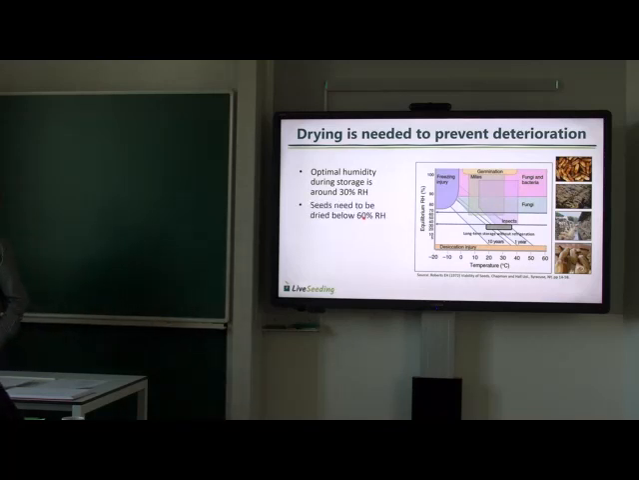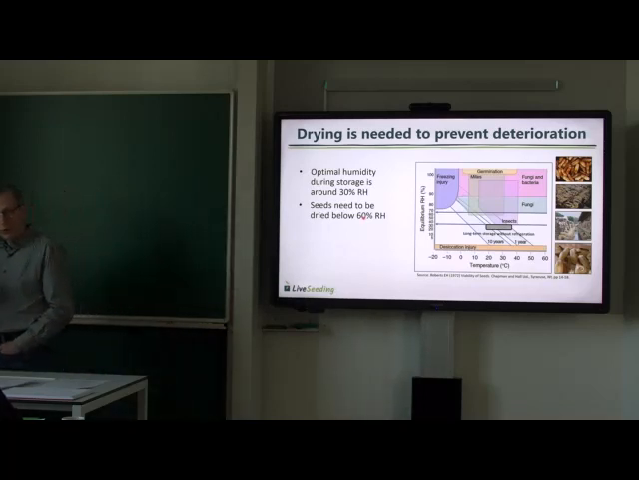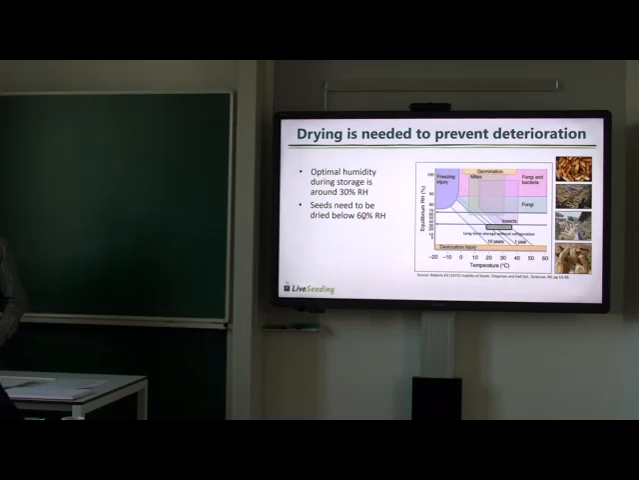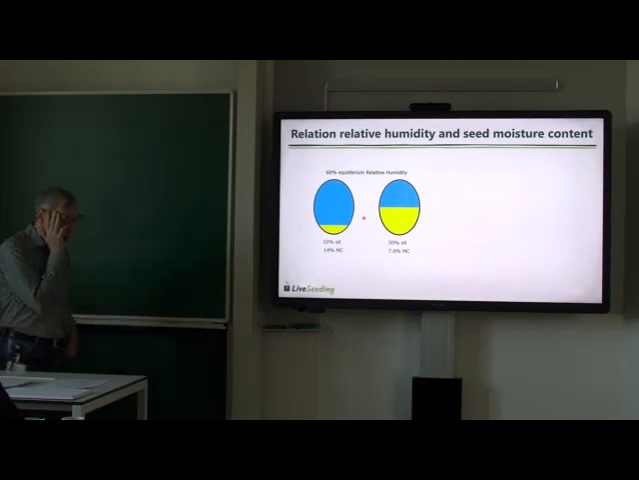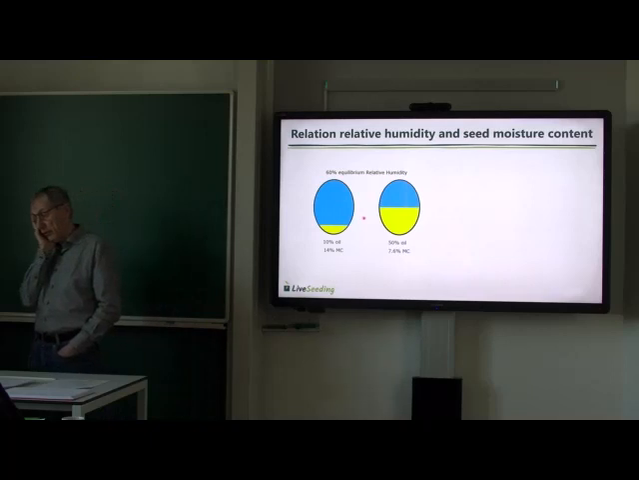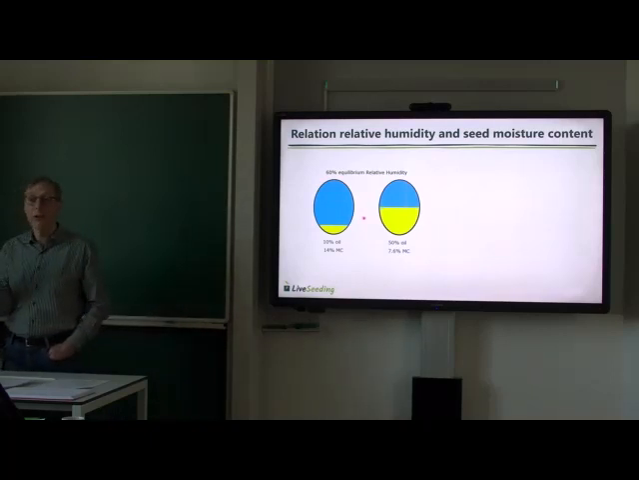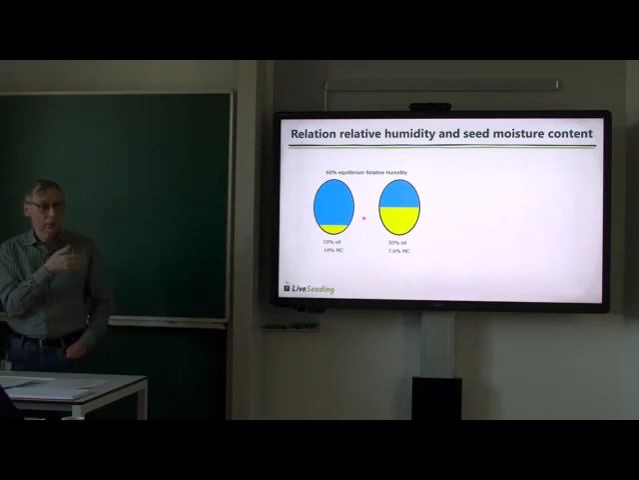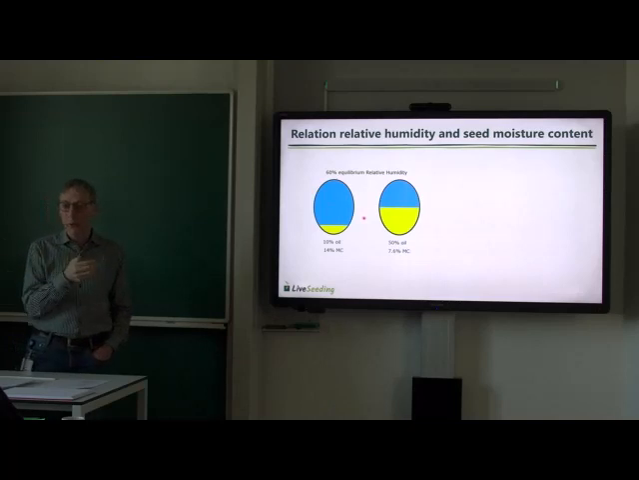Anyhow, they need to be dried below 60% to keep them for some time. Relative humidity. It's not moisture content. I will come back to that. And that is the difference between relative humidity and moisture content. In the seed trade, you are used to work with seed moisture content because farmers don't want to buy water, and as a seller, you don't want to have the seeds too dry because then you have to give more seeds for the same weight.